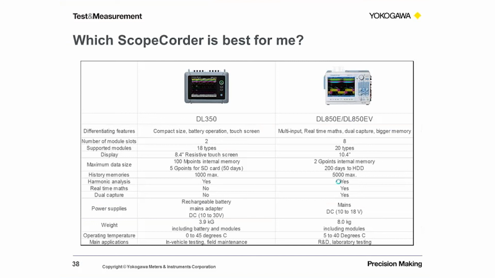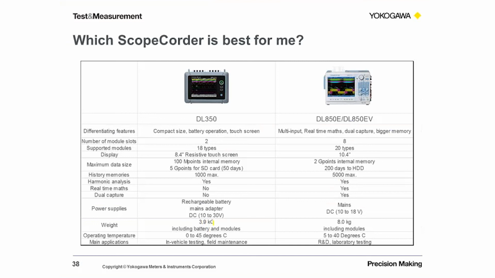What we see here is, of course, a difference in size and weight. The DL350 is a little under half the weight, and it's under half the size of the DL850. So one of the key differences, the reasons for that, is it will accept two modules. We describe the fact that DL350 will therefore be able to do 8 channels of analog in real time using 2 4-channel modules, plus 16 digital, because the mainframe also has 16 digital channels available as well.